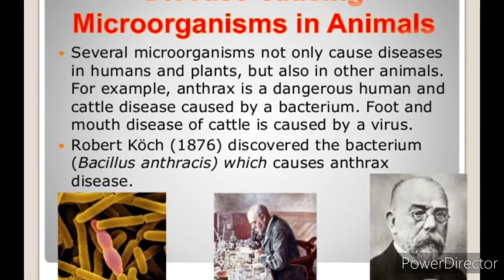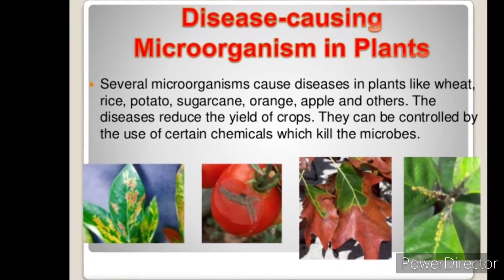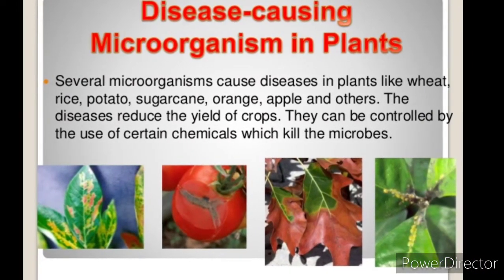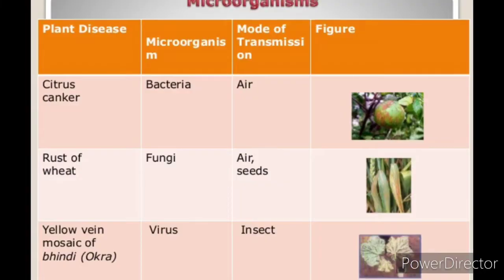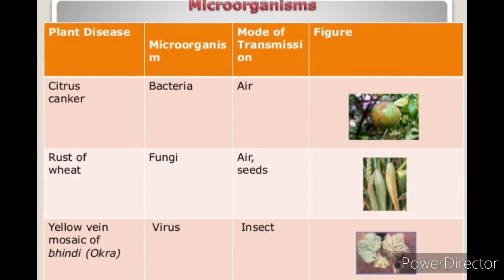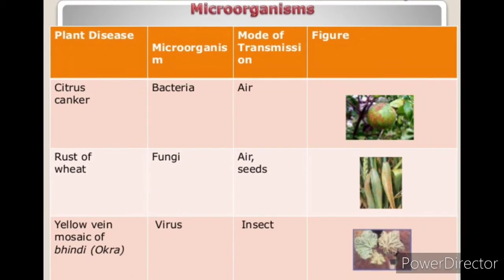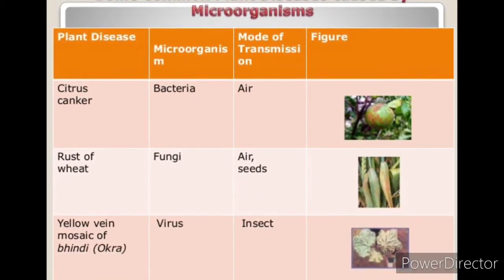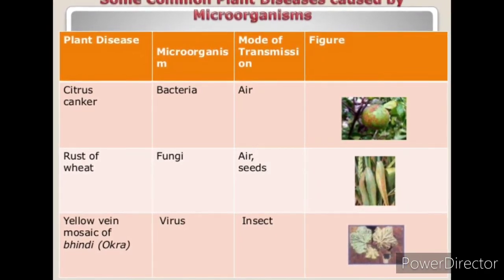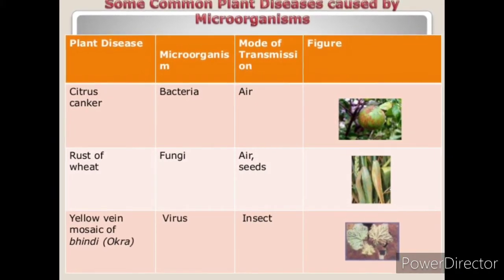Disease-causing microorganisms in plants. Several microorganisms cause disease in plants like wheat, rice, potato, sugarcane, orange, apple, and others. The disease reduces the yield of the crop. Citrus canker, rust of wheat, yellow vein mosaic, all these are plant pathological microorganisms which cause harmful effects in plants, and this study is known as plant pathology.